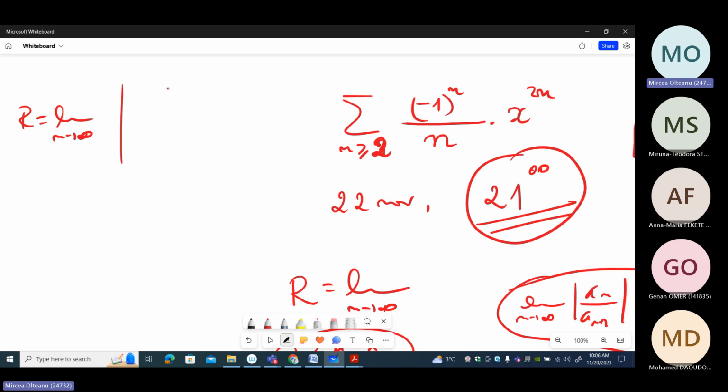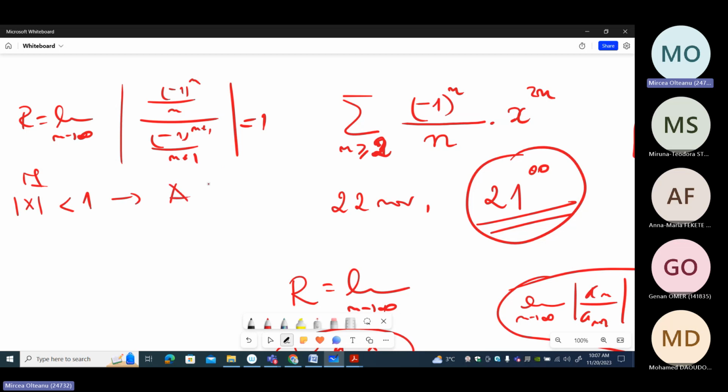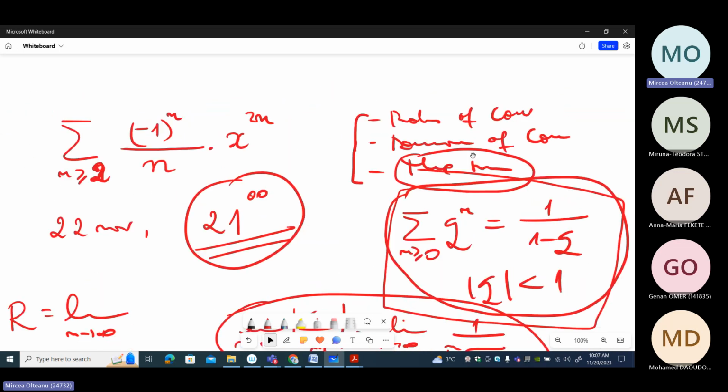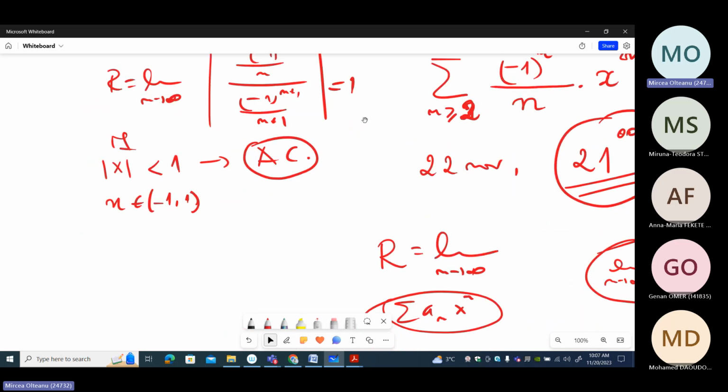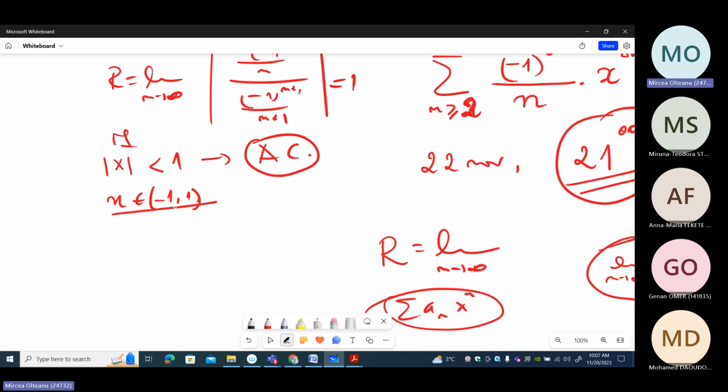Finally, it will give you something like that, which is 1. So what we know in this moment? We know that if the modulo of x is strictly less than 1, our series is absolutely convergent. So on the open interval (-1, 1), our series is absolutely convergent. And now, in order to find the domain of convergence, remember that our second question was about the domain of convergence. Now we need to know what happens at -1 and at 1.